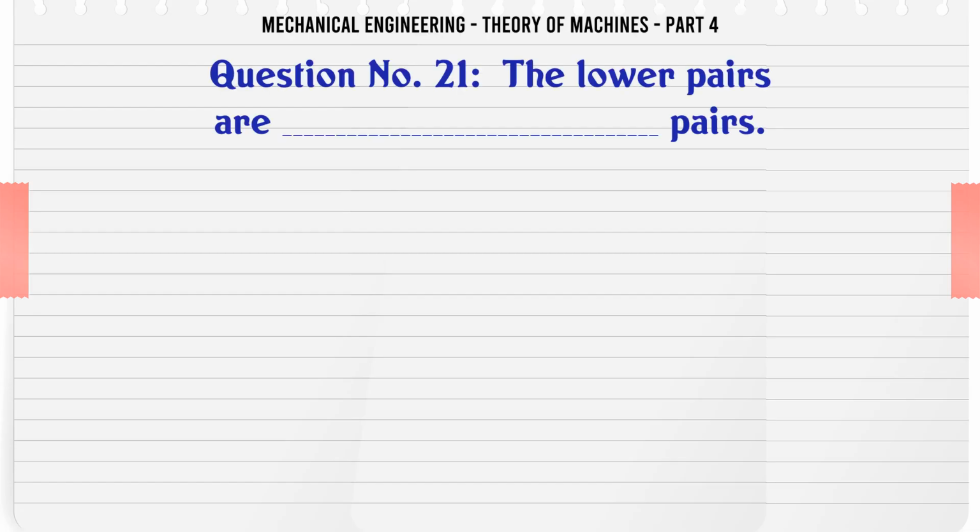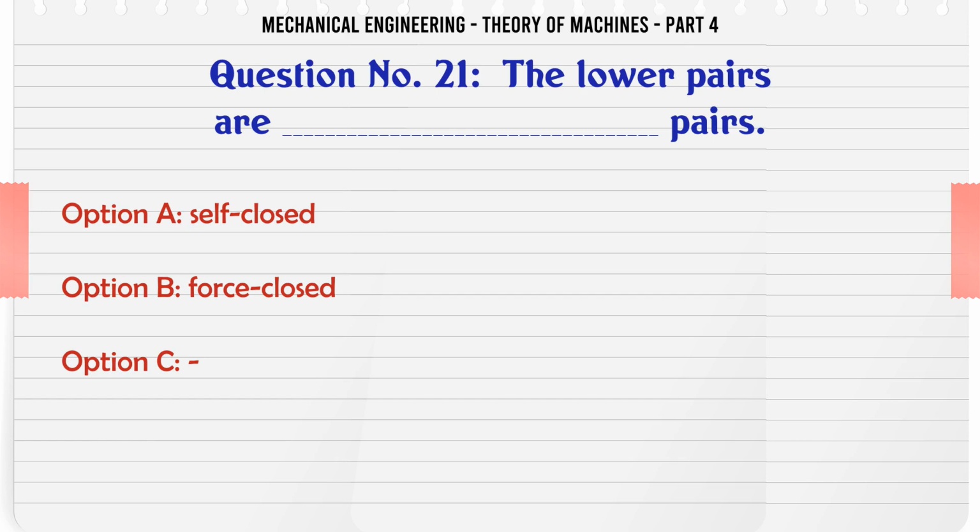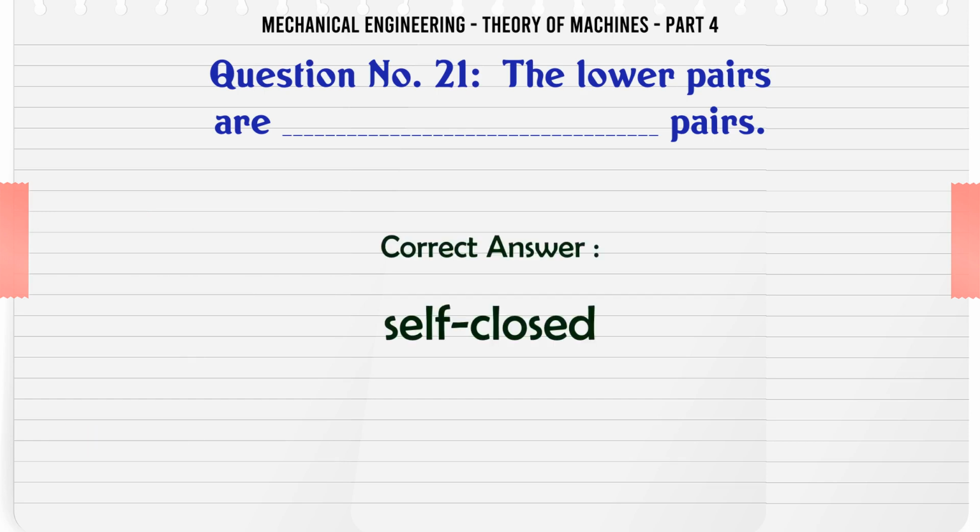The lower pairs are pairs. A. Self-closed, B. Force-closed, C. D. The correct answer is self-closed.